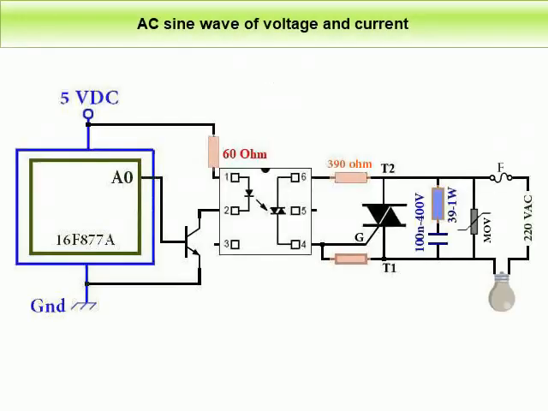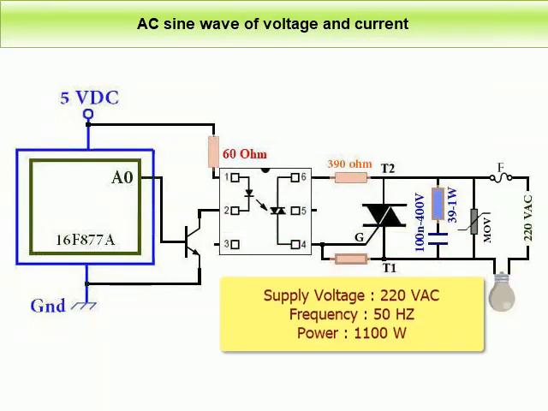For the following topics to be clear, we will assume that the device we want to control using the TRIAC is a lighting device, with the following specifications. Supply voltage is 220 volt AC, 50 Hz. The power of the device is 1100 watt. This device will be used as a practical example in all topics of this research.